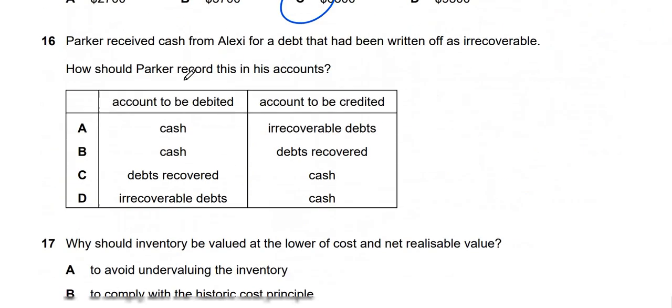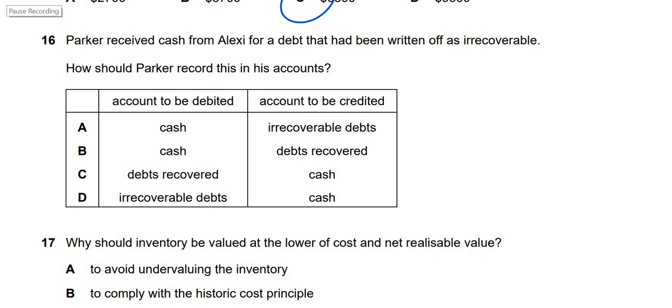Question 16 now. It says that Parker received cash from Alexei for a debt that had been written off as irrecoverable. How should Parker record this in his accounts? So first of all, Alexei's debt written off was recovered. After reinstating Alexei as a trade receivable, cash is received from him. So you would debit cash because cash is received, and bad debt recovered would be credited. So basically the answer would be B.